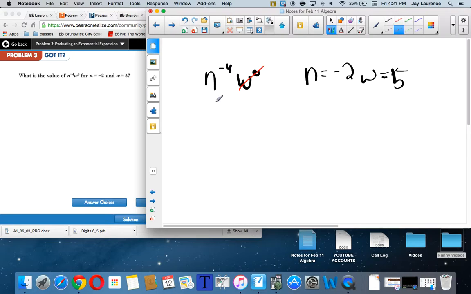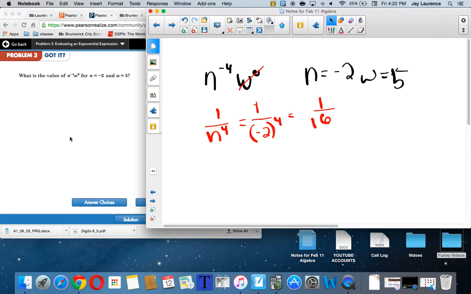Now this n to the negative 4th is going to be 1 over n to the 4th. And so when I substitute in, I'm going to get a 1 in the numerator. In a quantity, I'm going to put negative 2, raise it to the 4th power. And so this is going to be 1 over 16. Yeah, there you go. Piece of cake.